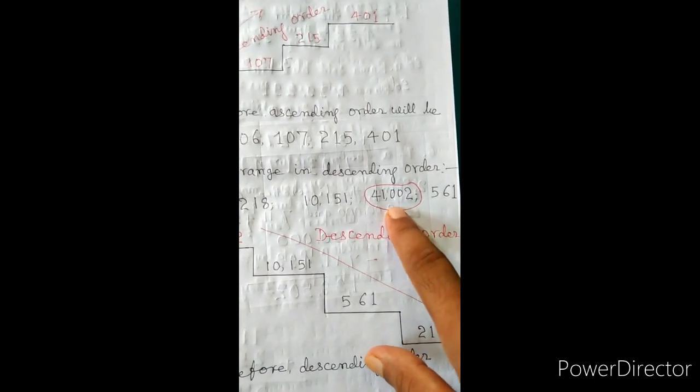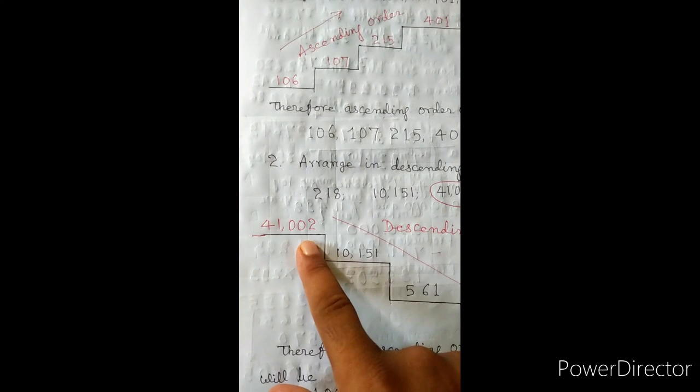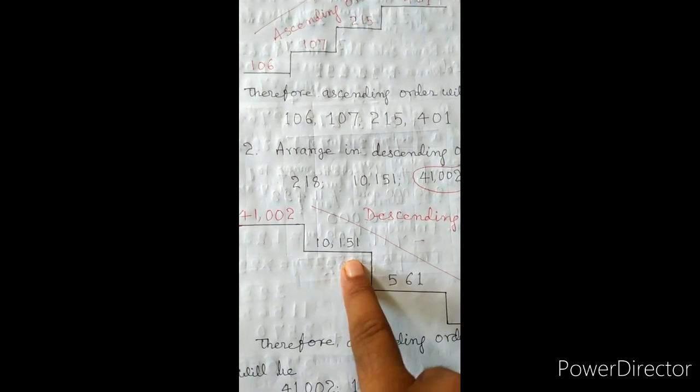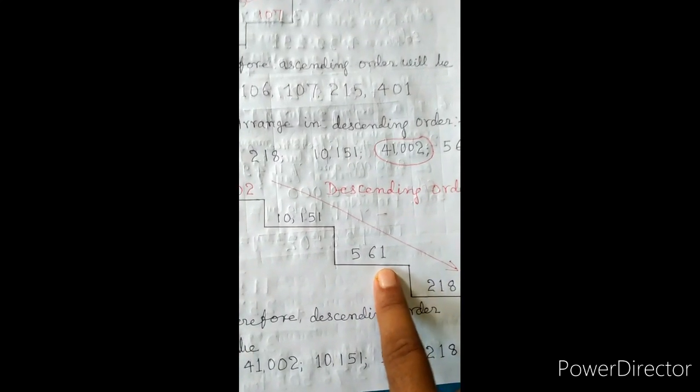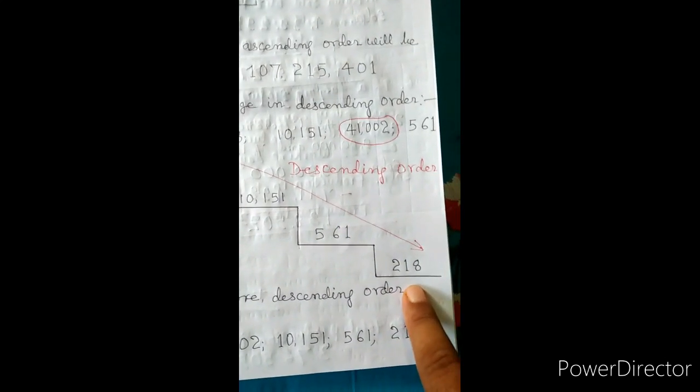Now, arrange in descending order. These are given numbers. To arrange in descending order, we have to select the greatest number among the given numbers first. This one is the greatest number, 41,002. So we will write it first. After that 10,151. After that 561, and finally we have 218.